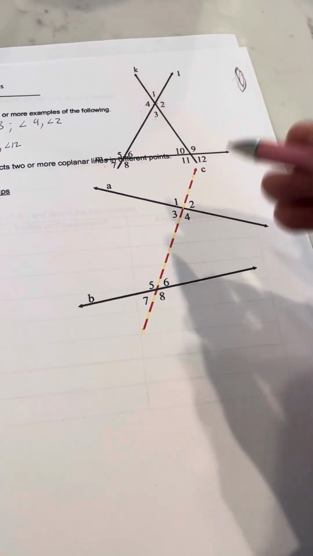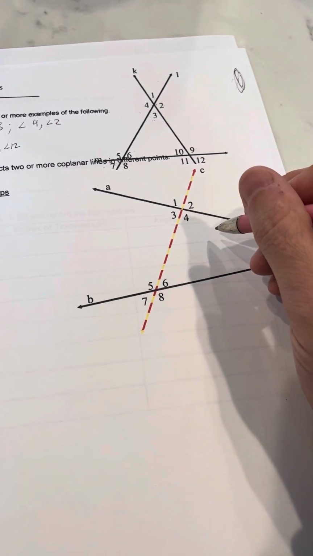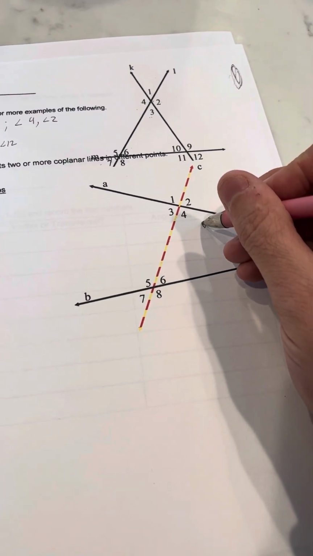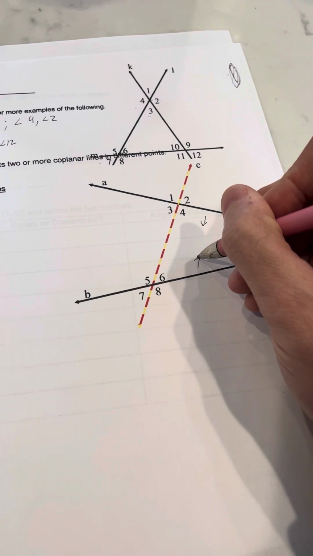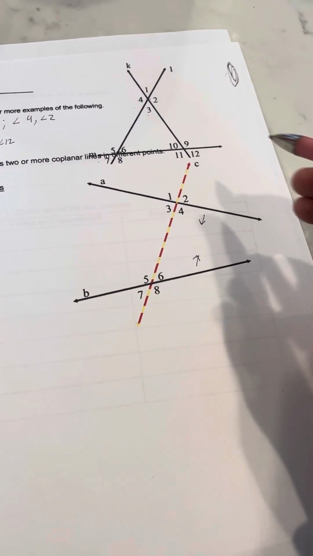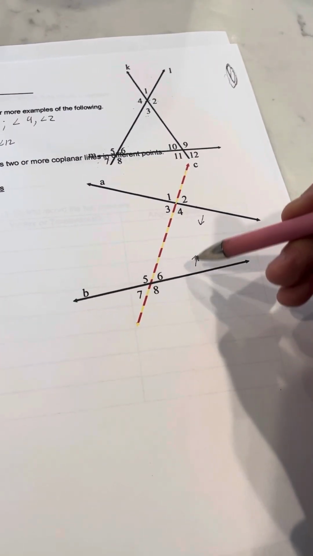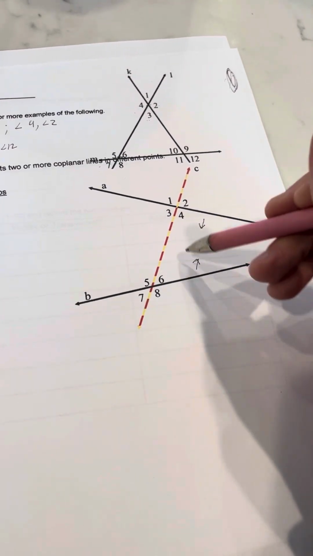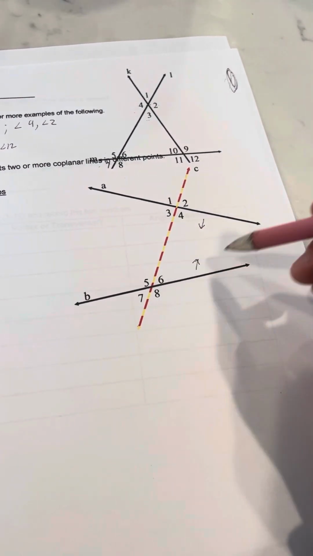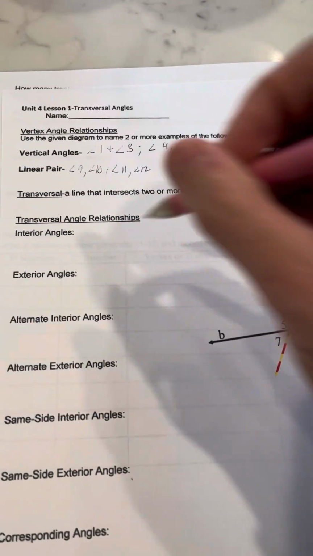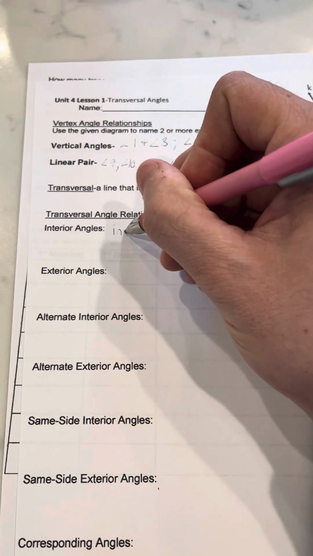So the first one is interior angles. Interior angles are in between the two lines A and B, like this. Interior is inside those lines. The transversal is the line that crosses the two lines. So interior is inside the line. So for this, I'm going to write inside A and B.